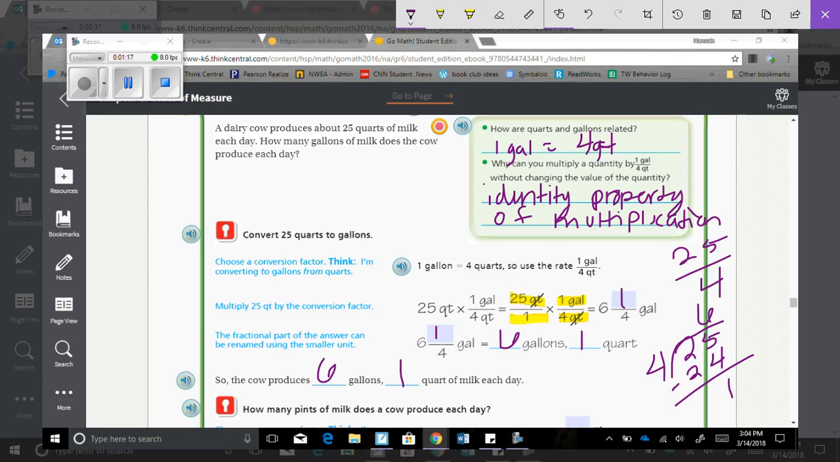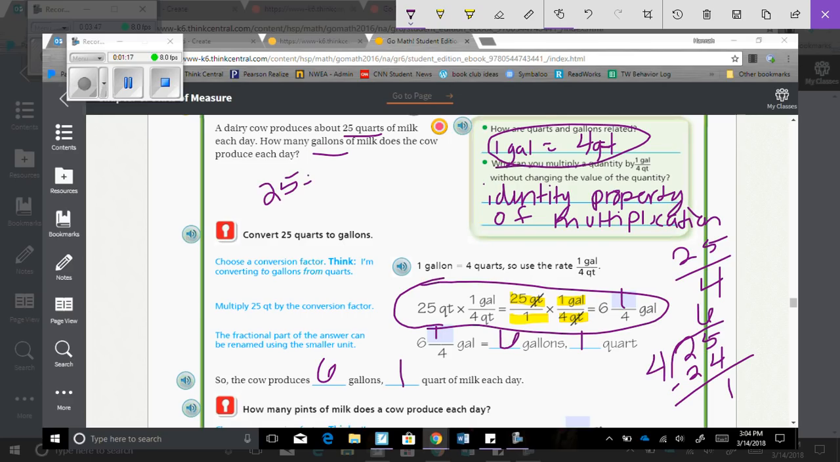Again, if all that confuses you, you could say, okay, there's 25 quarts, and I'm trying to go to gallons, and I know that there is 1 gallon for every 4 quarts, so I could take the 25 divided by 4, which gives you 6 with a remainder of 1. You could turn that into quarts.